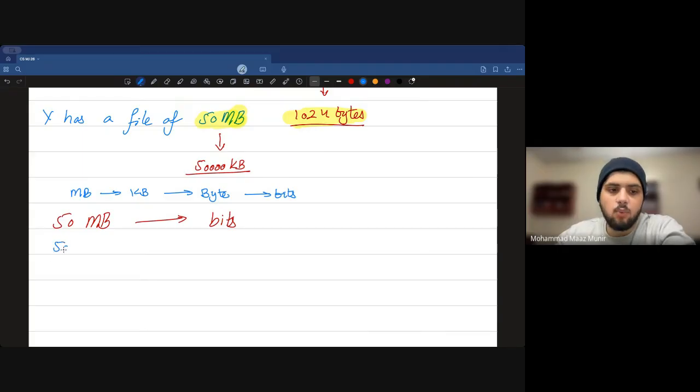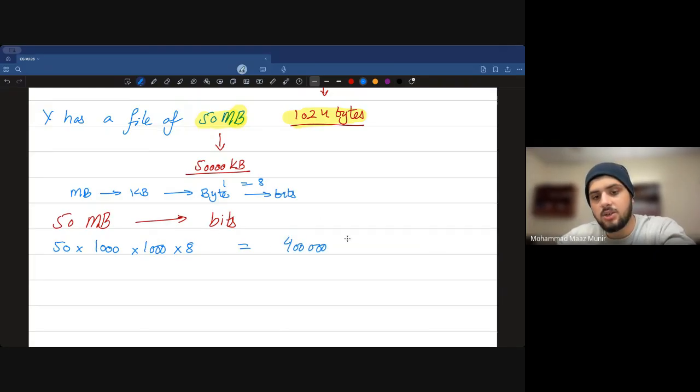I have 50, and 1 MB basically has 1000 KB. So I'll be multiplying this with 1000. Then 1 KB basically equals 1000 bytes, right? So I would be getting this. And basically, because 1 byte equals 8 bits, finally I would be multiplying this with 8. So my answer is going to be 50 into 8, 5 8s are 40. So it's going to be 400 followed by 3 zeros, and then 3 zeros. So this many bits basically exist in a 50 MB file.